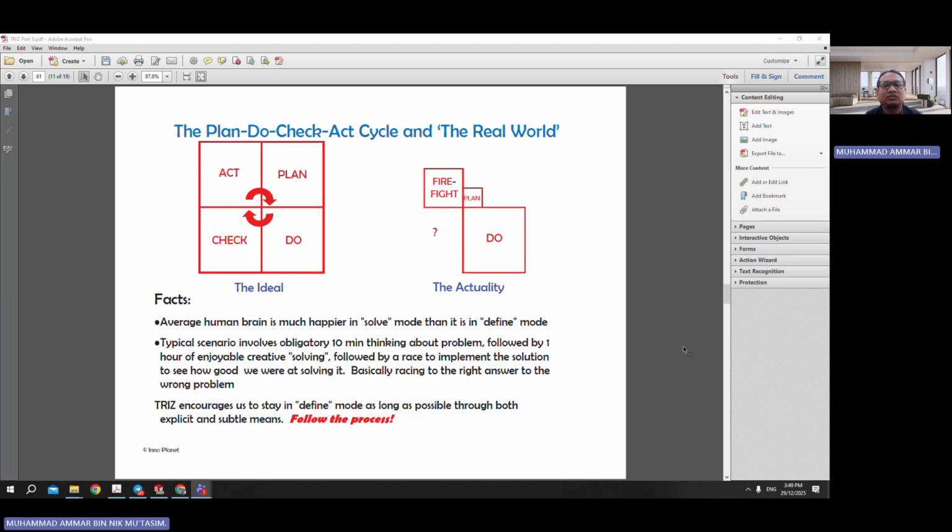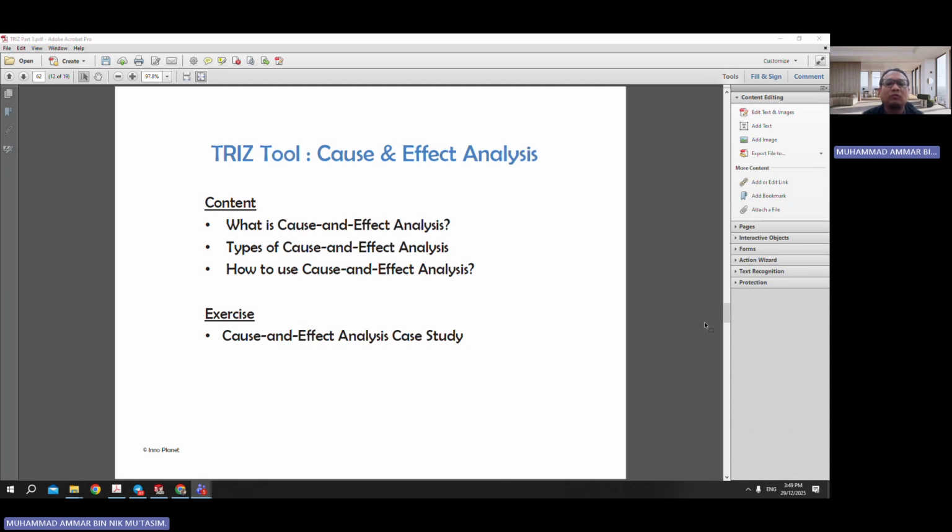Now, TRIZ encourages us to stay in this define mode as long as possible, for both what we understand and what we don't understand. So let's look at the process. For example, in TRIZ tools, we will focus on the cause and effect analysis. Why is this cause and effect analysis important? What type of cause and effect analysis are we going to use, how to use it, and some exercises that we will look at in the case study.